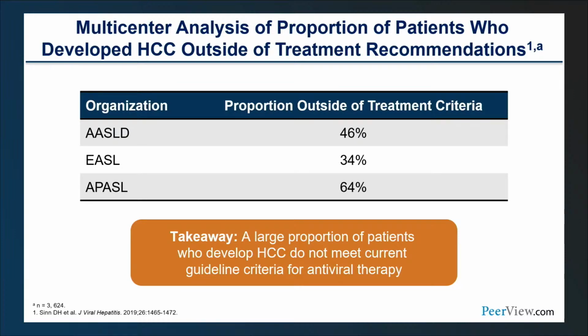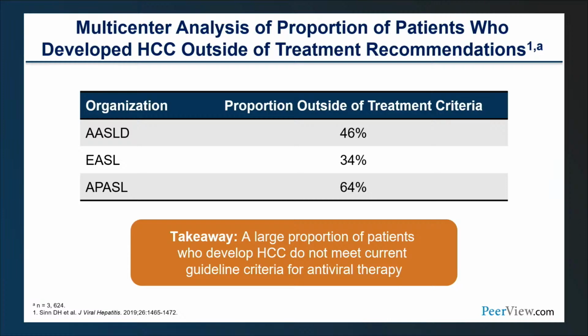This was a very interesting study that was an analysis of a cohort of individuals who developed hepatocellular carcinoma. Retrospectively, they asked how many of these individuals with hepatitis B who developed hepatocellular carcinoma were actually outside of the proposed treatment criteria. Remember, we treat to prevent cancer, right? But our guidances aren't perfect. You can see here that of these individuals who developed hepatocellular carcinoma, 46% were outside AASLD guidance, 34% outside of the EASL guidance, that's European, and 64% outside of the APASL guidance.